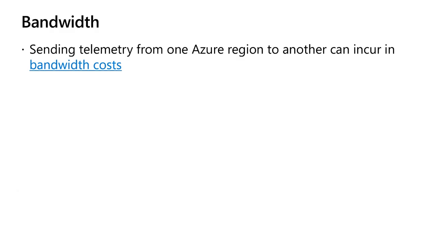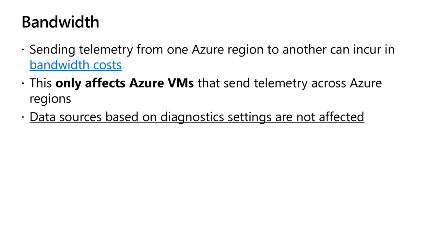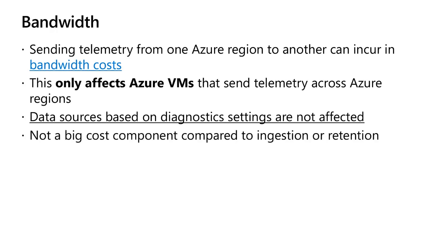And lastly, I wanted to touch on bandwidth as well. As we mentioned, sending telemetry from one Azure region to another can incur bandwidth costs. But it's important to mention that it only affects Azure VMs that send telemetry across these regions, not data sources based on diagnostic settings. For example, an AKS cluster that is in the US and sends data to a workspace in the EU is not affected, because it's using diagnostic settings and we already take the hit for that cost and don't push that to the customers.